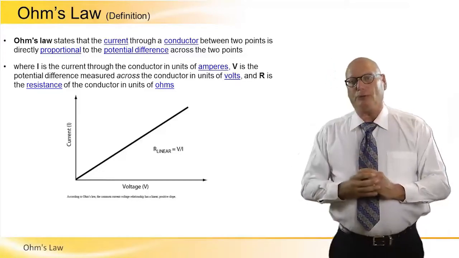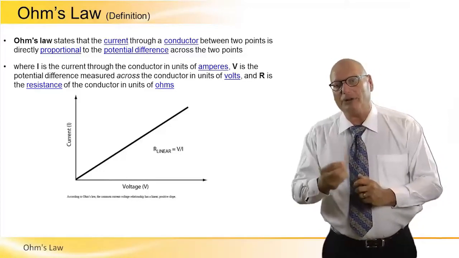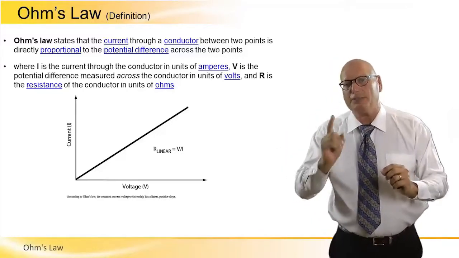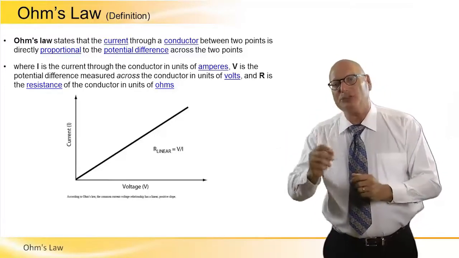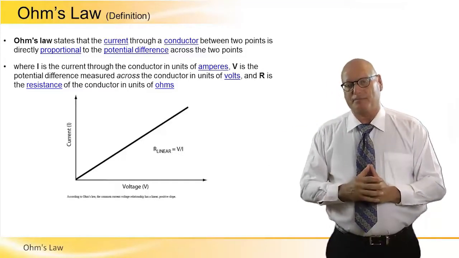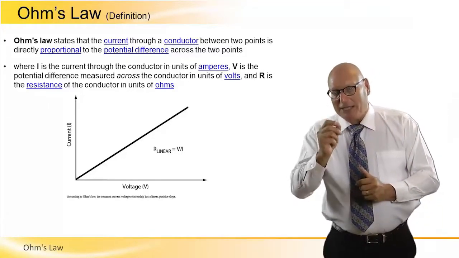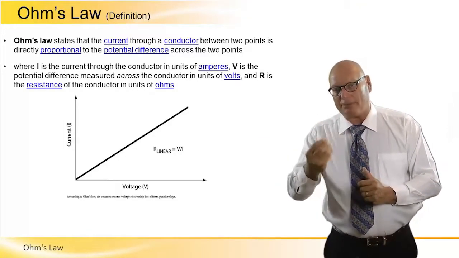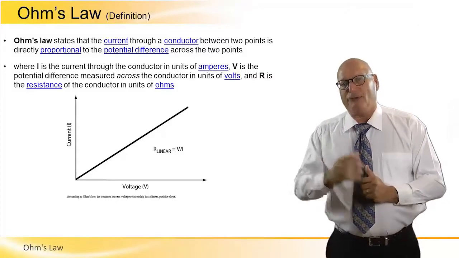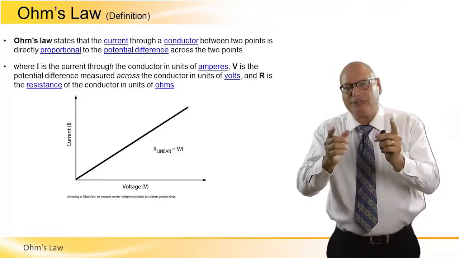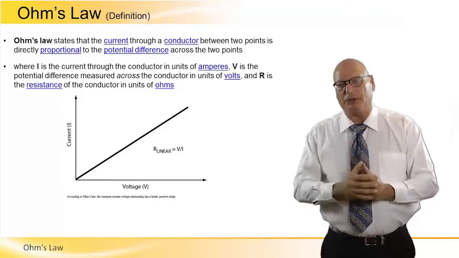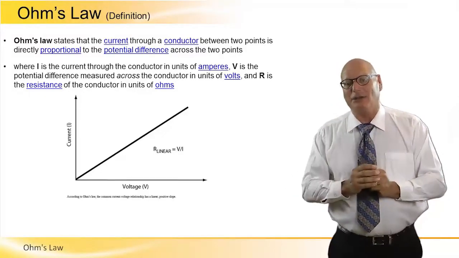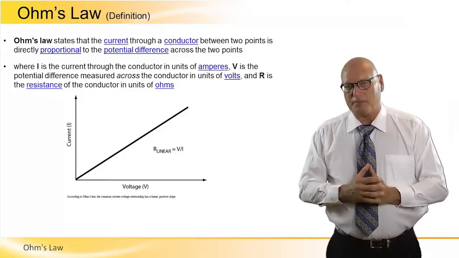The definition of Ohm's law. Ohm's law states that the current through a conductor between 2 points is directly proportional to the potential difference across the 2 points. I is the current through a conductor in units of amperes. V is the potential difference measured across the conductor in units of volts, and R is the resistance of the conductor in units of ohms.